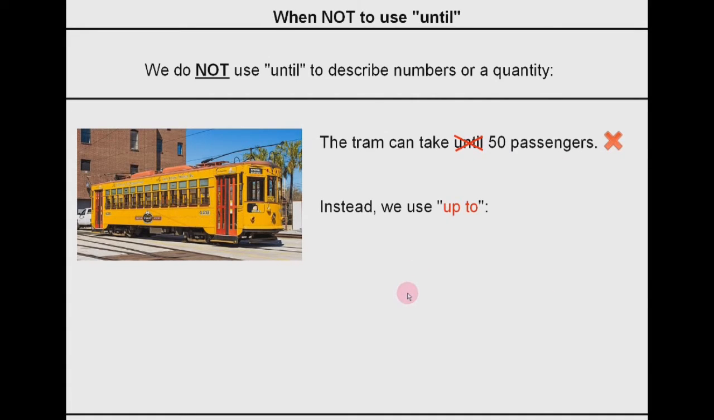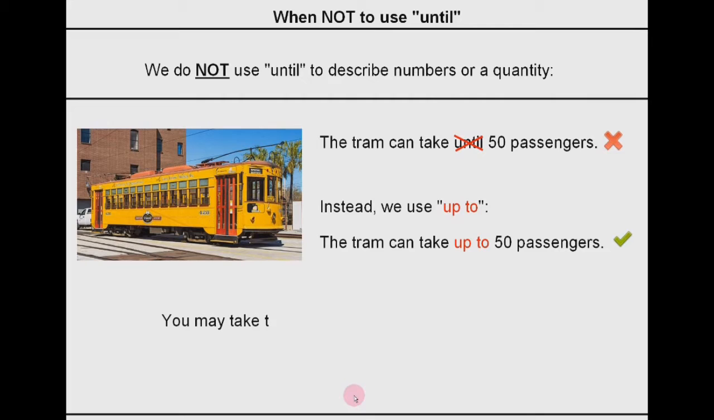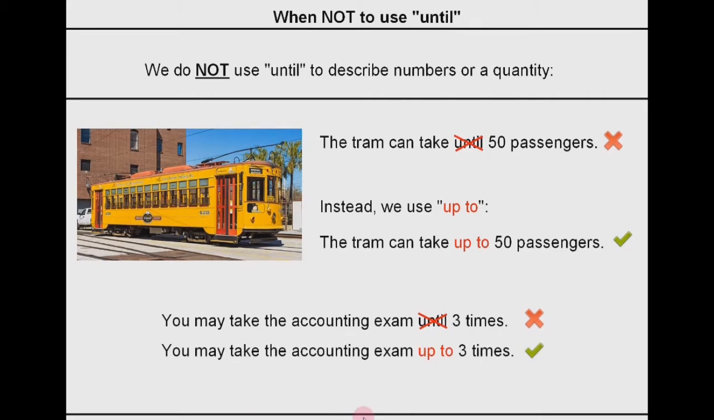Instead, we use up to. Example. The tram can take up to 50 passengers. So this is correct. Another example is, you may take the accounting exam until 3 times. In English, this is wrong. The correct version is, you may take the accounting exam up to 3 times. Up to 3 times. Okay? So for numbers, a quantity, frequency, we use up to.